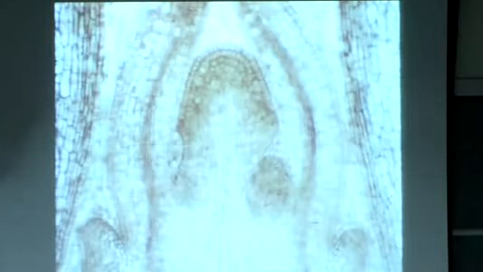Now, if we make a longitudinal section through that apex, we can see some of these tissues. Here is the apical dome, that structure we talked about before. Here would be the region of high cell division activity. Here are new leaves coming off, leaf primordia, which have been produced. And in the axils of those leaf primordia are the buds, the things that are going to become the branches.